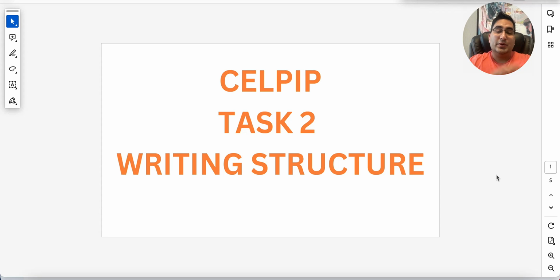CELPIP Writing Task 2 has a lot of marks, and there are confusions with the question types. There are confusions about how many bodies, how many paragraphs you're supposed to do. So today we will discuss all of that. We will discuss the different question types and how many points you need per body, how many paragraphs you need. Very, very important things, not only for the structure of writing, but also for the different question types you get.